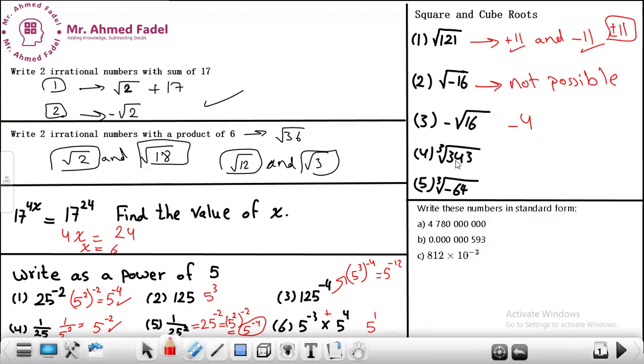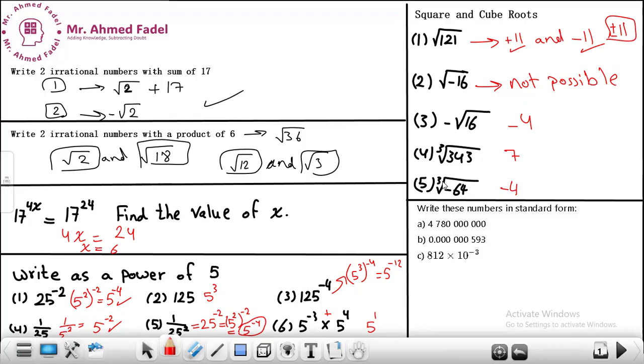Question 4: you should memorize the cube numbers up until, as we agreed before, about 1000. So you're going to find here that this is exactly 7. "Mister, positive or negative 7?" No. For cube roots, if it's positive, the answer is positive. If it's negative, like in question 5, the answer is negative. That's only in cube roots.